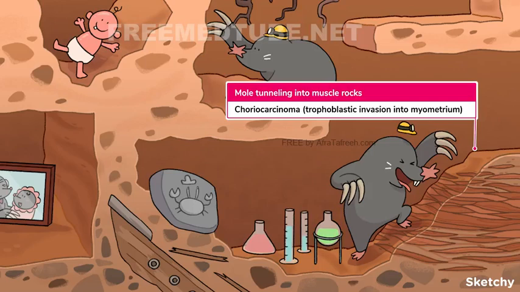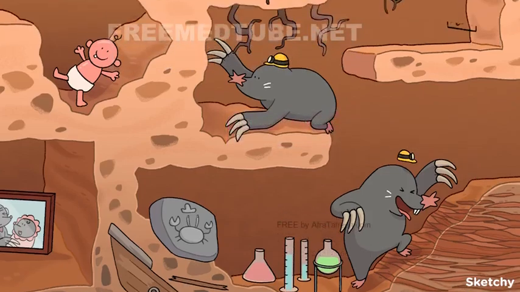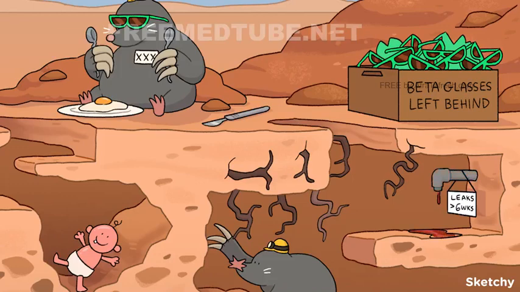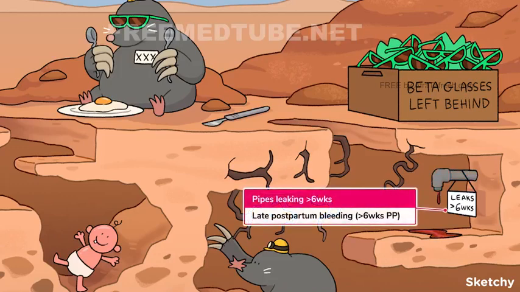We'll symbolize choriocarcinoma in this sketch with this mole tunneling into muscle-patterned rocks to remind you that these neoplasms invade into the myometrium. These malignancies are very aggressive and metastasize quickly. Suspect choriocarcinoma if a postpartum patient has abnormal bleeding greater than 6 weeks postpartum, symbolized by this sign that's letting the construction crew know that the pipes have been leaking for more than 6 weeks.